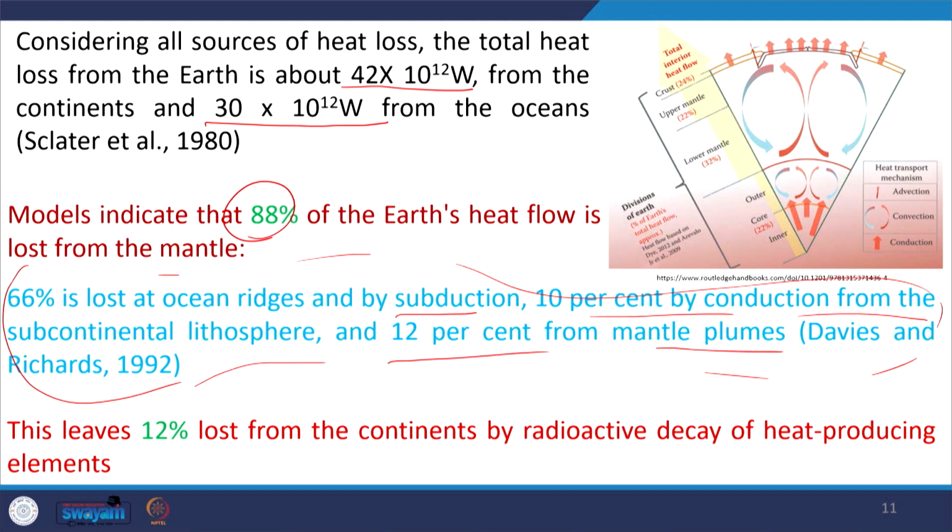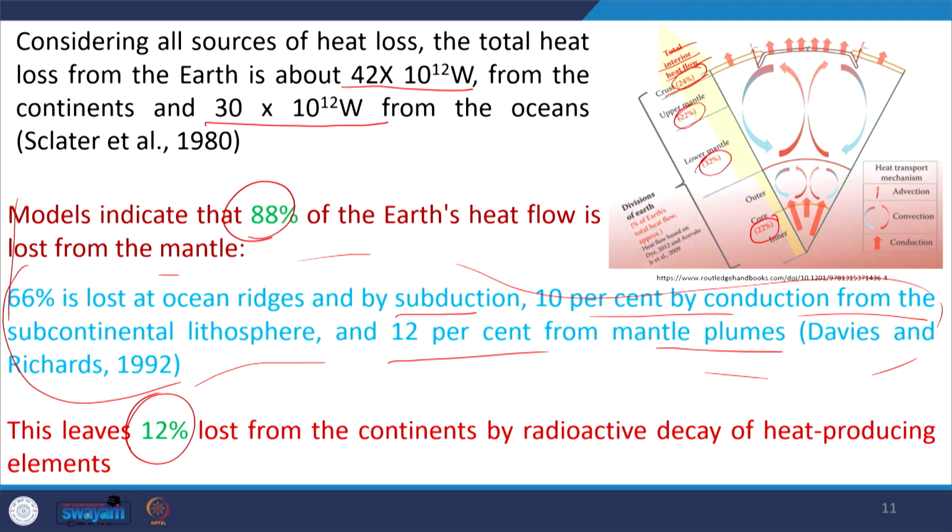So, that means whatever the heat loss is from the earth's surface, most of the heat is lost from the mantle, and only 12% is lost by the system of radioactive decay. If you see this image, of the total heat flowing from the interior of the earth, the crust contributes 24%, the upper mantle contributes 22%, the lower mantle contributes 32%, and the outer core collectively with the inner core contributes 22%.